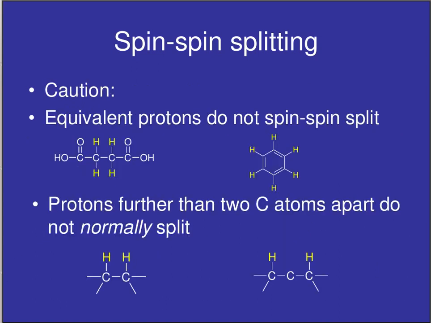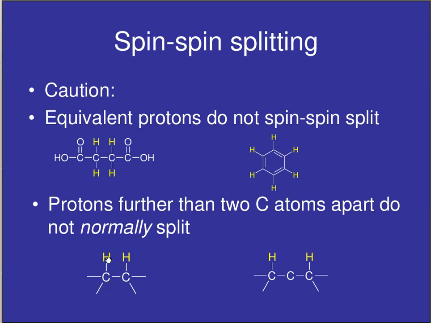Now, be careful in this case, because protons that do not spin split are ones that are equivalent. So you see over here, notice that each of these are identical. This molecule is perfectly symmetrical, so the methylenes are perfectly identical to each other, and so they cannot split each other. In benzene, if you run proton NMR of benzene, you get a single signal with no splitting. All of these are identical to each other, so they can't split each other.